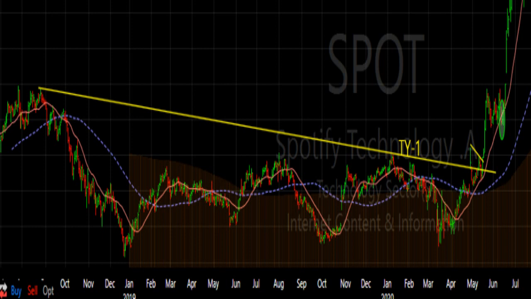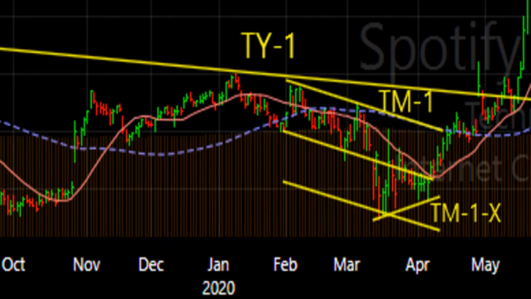Spotify Technology printed our key IPO cycle, the TY1 cycle, in March of 2020. Ten months later, the price was up over 200% out of this key cycle. You see how clean the chart is? Just one trend line drawn correctly based on where a stock is inside of a super cycle, and no need to sweat the day-to-day gyrations.